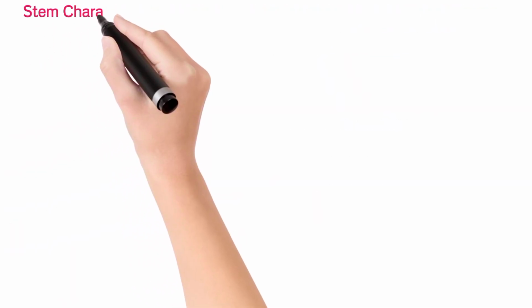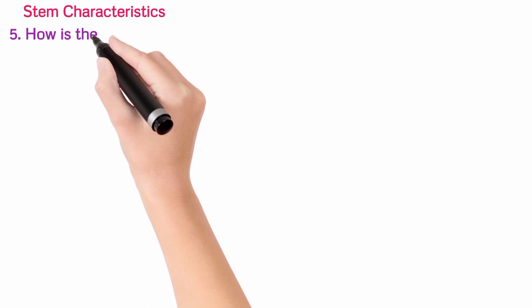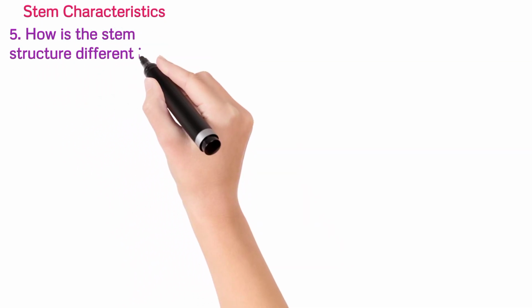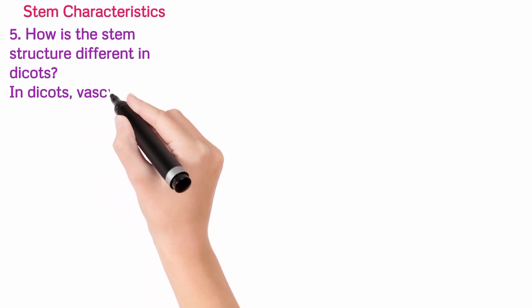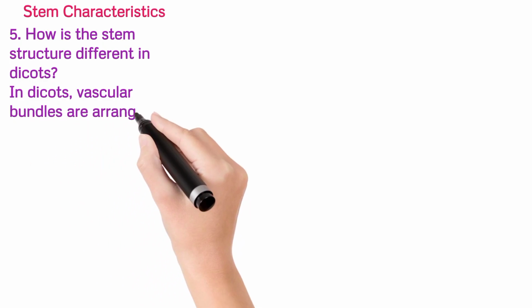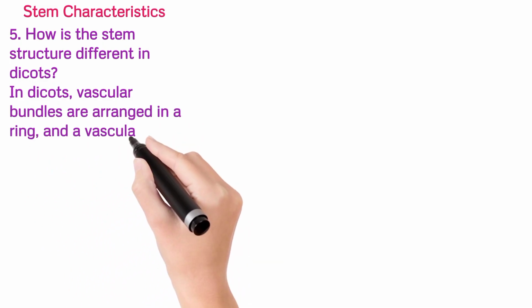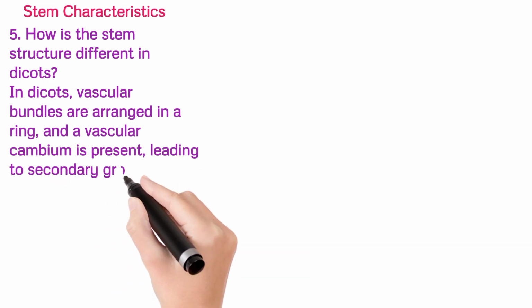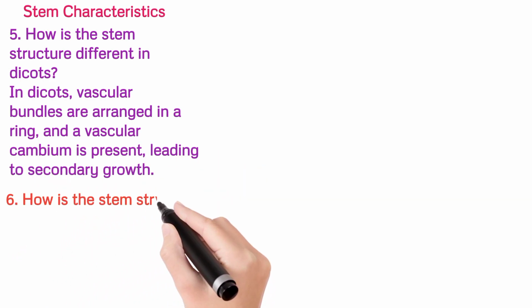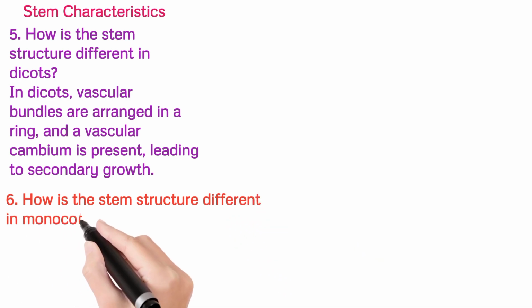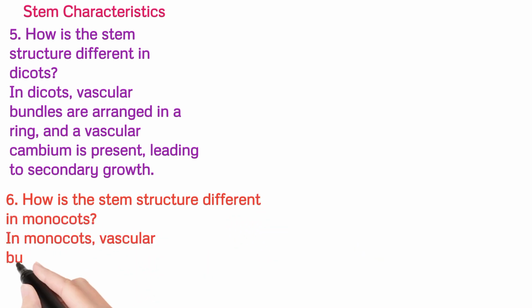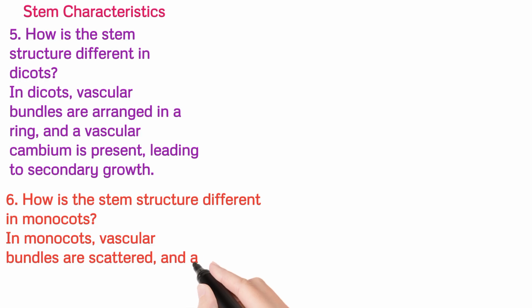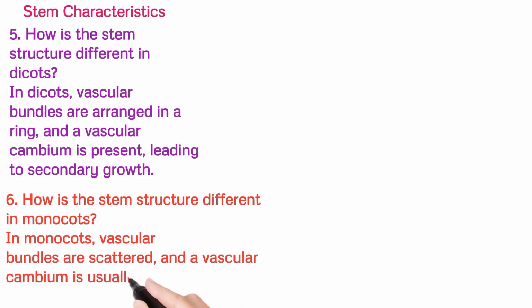Stem characteristics. 5. How is the stem structure different in dicots? In dicots, vascular bundles are arranged in a ring, and a vascular cambium is present, leading to secondary growth. 6. How is the stem structure different in monocots? In monocots, vascular bundles are scattered, and a vascular cambium is usually absent, so no secondary growth occurs.